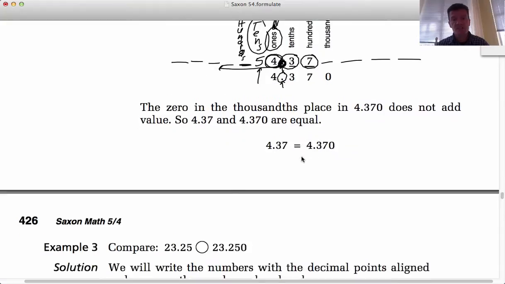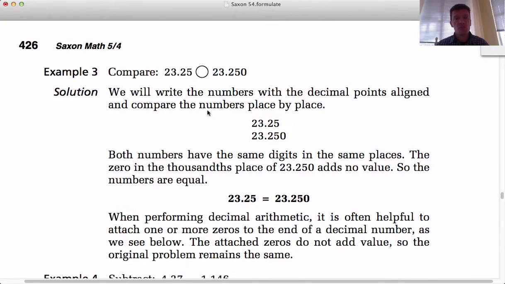The importance of knowing these is when you do different operations, you compare the digits in those place values. So both of these numbers, if we wanted to compare them, notice they both have a 2 in the tens, they both have a 3 in the ones, they both have a 2 and a 5 in the next values to the right of the decimal point. This one has a 0, but the 0 doesn't add any value, so these are actually equal in value.